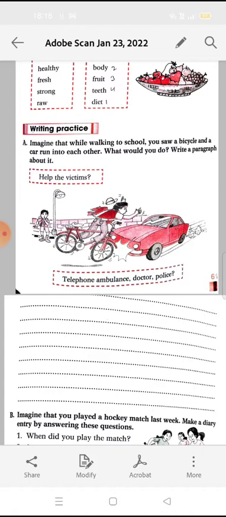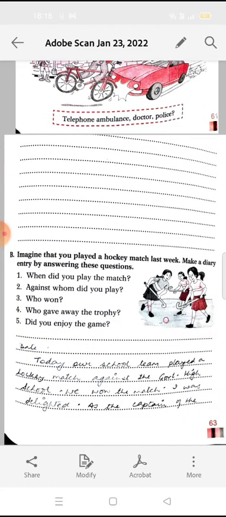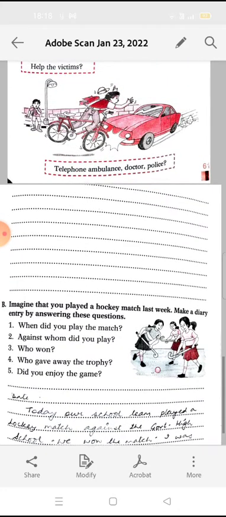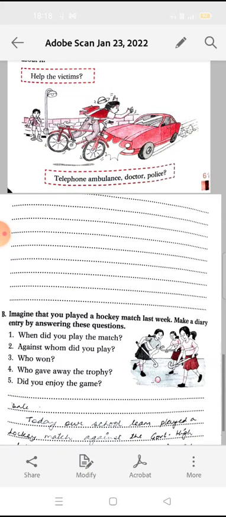Telephone, ambulance, doctor, police. This I have already sent you, I'll be sending you under the assignment section, the sheet. But what we have to write here is, like, one day I was walking to school. I saw there was a cycle coming from the other side of the road, and there was a car speeding fast. As soon as the car turned, the person riding the cycle got nervous and he banged into the car. He did not know what to do and he banged into the car.